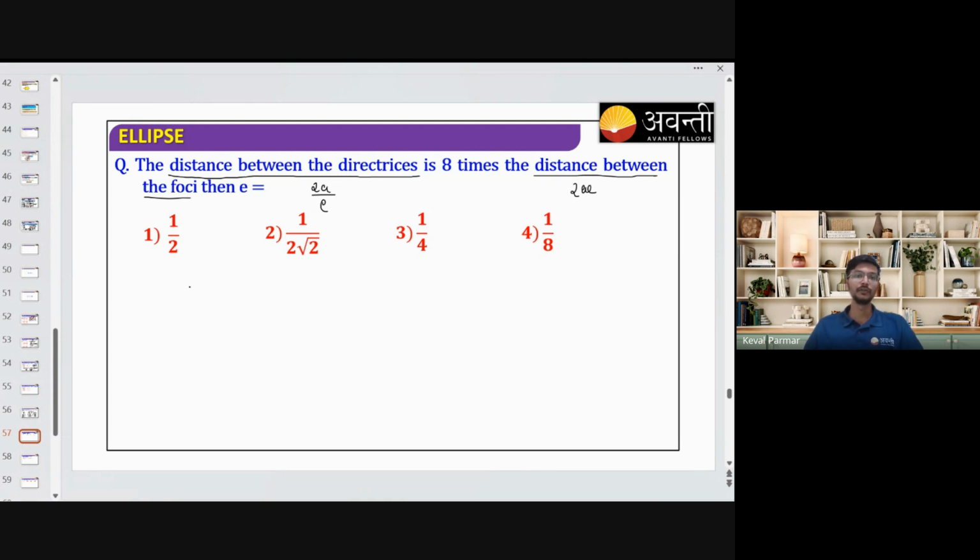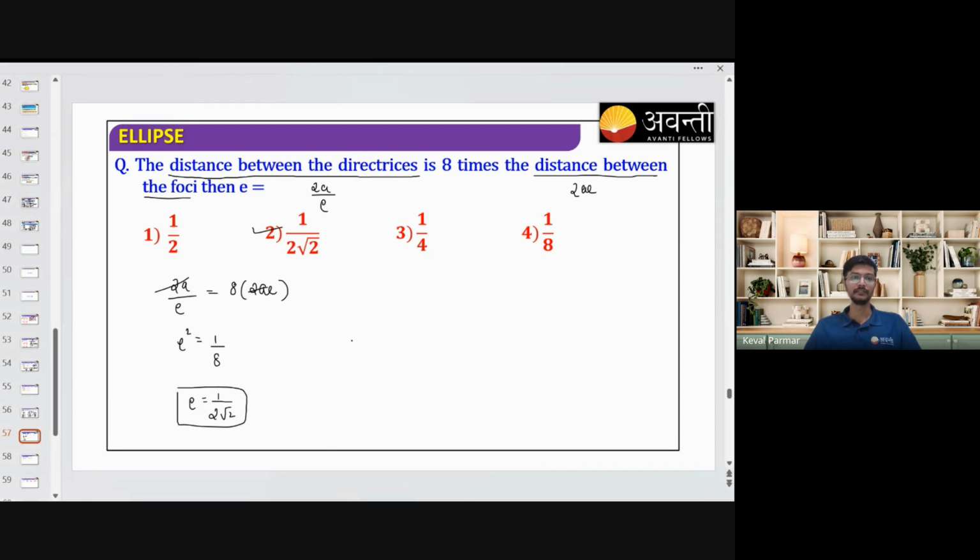So let's see. According to the given condition, it is said that 2a by e is 8 times 2a. So we can cancel out 2a and 2a. So simple it was, guys. So I think we'll get e square is equal to 1 by 8. So e is 1 upon 2 root 2. Beta, Mahesh, square root of 8 is not 4. Square root of 8 is 2 root 2. I think you made this mistake, right? Anjana was right. Super Anjana. Chalo.